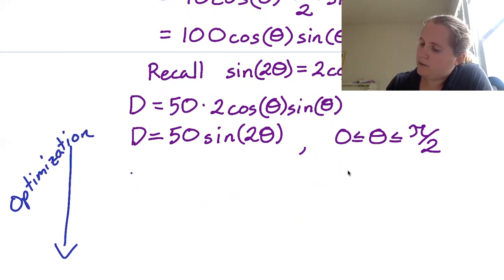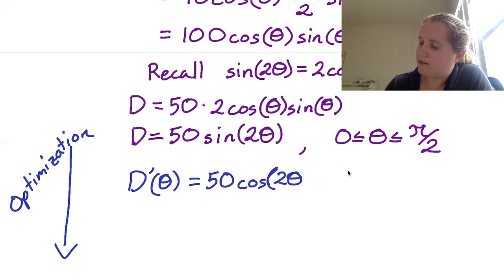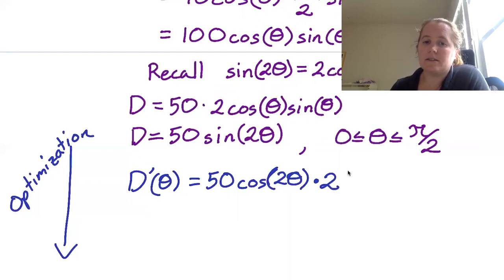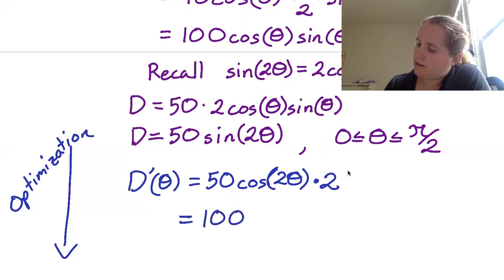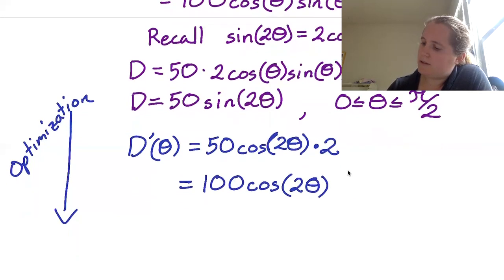So we have the derivative d prime with respect to theta. We will have 50 cosine of 2 theta, since the derivative of sine is cosine. And then chain rule, we should multiply by a 2, since the derivative of 2 theta is 2. So we're really looking at 100 cosine of 2 theta. And then we want to know where this is equal to 0 or undefined.